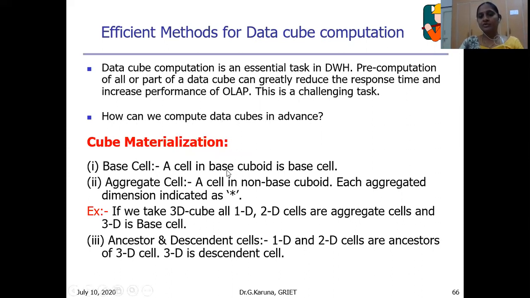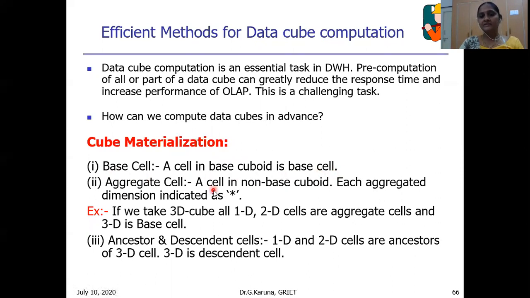We already discussed materialization, the three types: no materialization, partial, and full materialization. Let us discuss more in depth how to do this materialization or computation: full cube computation and iceberg cube computation. The basic terminologies while computing a cube: base cell. A cell in the base cuboid is called a base cell. Already we know about the lattice of cuboids, so the base cuboid is nothing but the base cells.